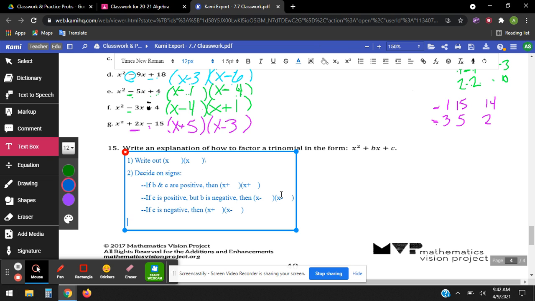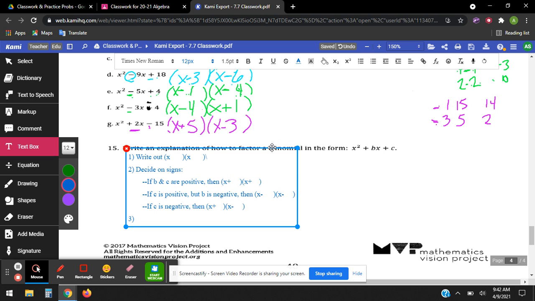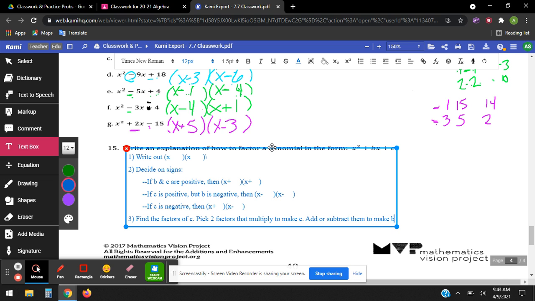All right. 3. I have room to type all this in here. I think I should. So 3. We want to find the factors of C. Pick two factors that multiply to make C, which is what factors are. Add or subtract them to make B, whatever the signs say.